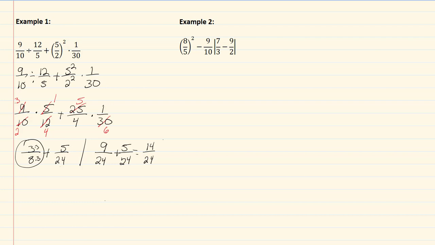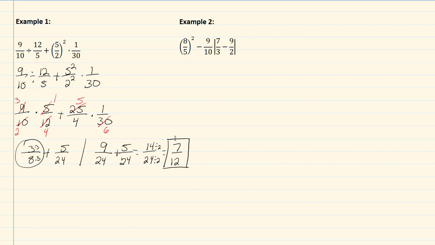14 and 24 have a common factor of 2, so I need to divide both by 2. And I'm going to get 7/12. 7 and 12 have no common factors, so my answer is just 7/12. Let's take a look at example 2.